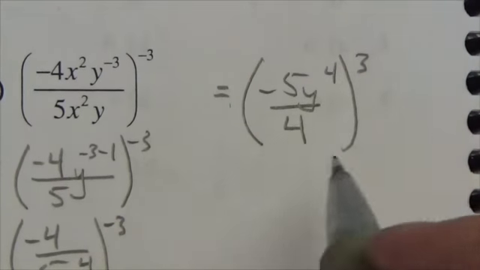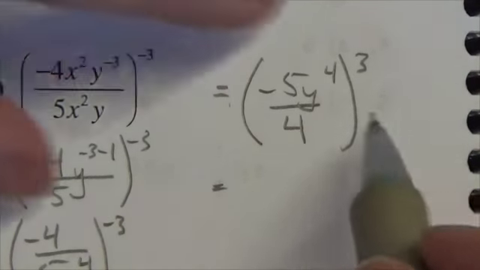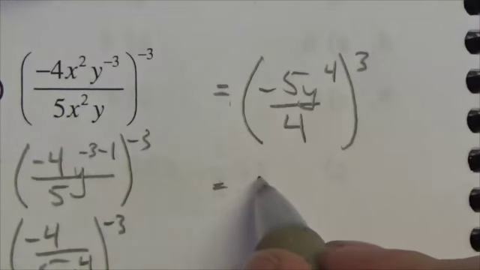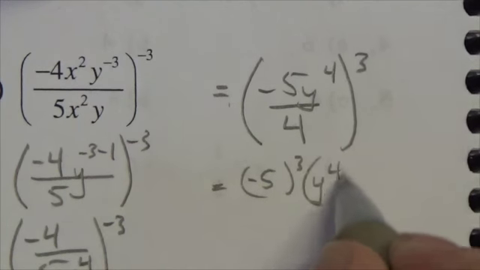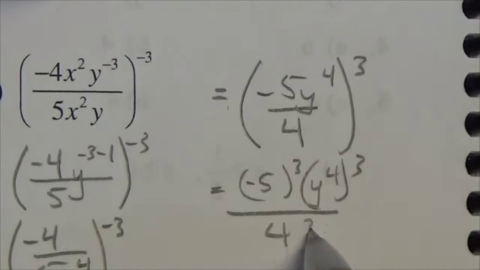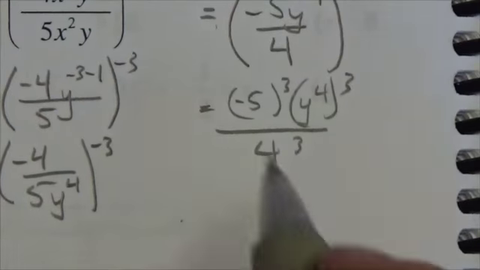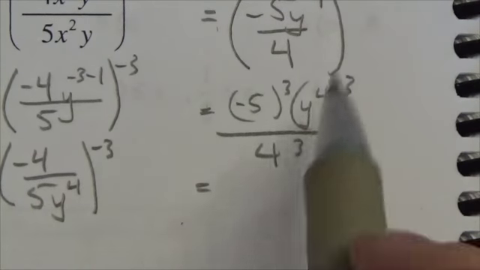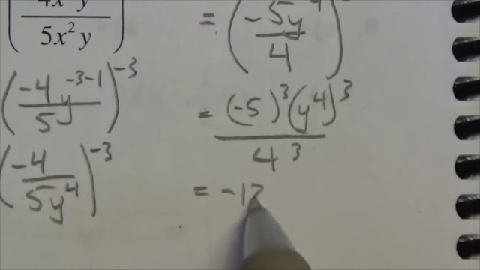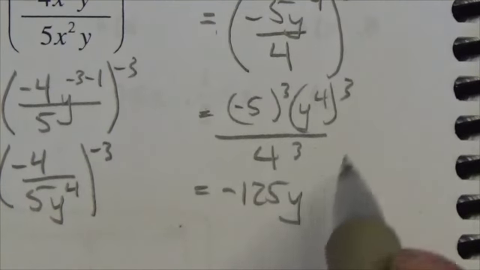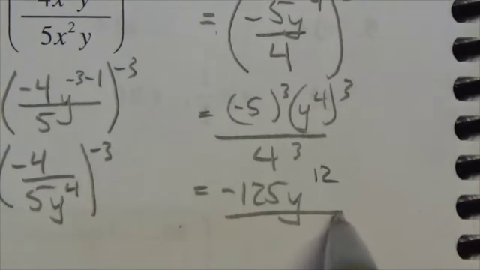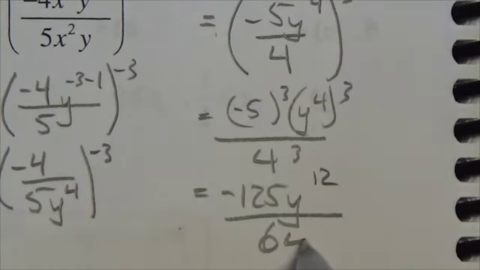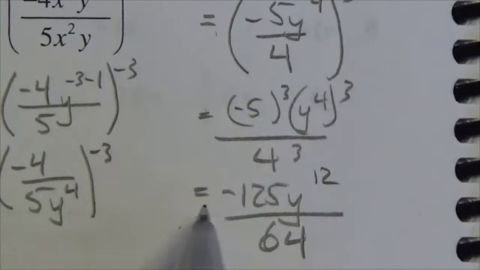It just looks better in the numerator there, I think. And now everything through here is going to get cubed. So negative 5 cubed, y to the 4th cubed over 4 cubed. Okay, now it's just a matter of doing those calculations. Negative 5 cubed will be negative 125. Y to the 4th cubed, I'm going to multiply those, I'll get y to the 12. And 4 cubed is 64. So my answer here is negative 125 y to the 12 over 64.